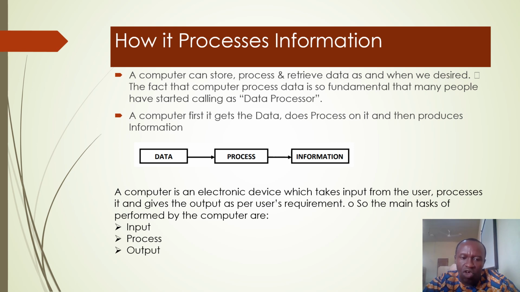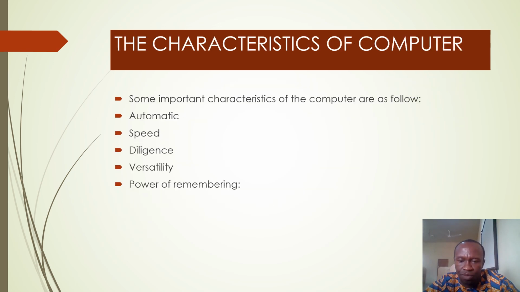So for us to get information from the system, we actually need data, and the data needs to pass through a series of processes before we will have our information, which is supposed to be our output. So a computer is an electronic device which takes input from the user, processes it, and then gives the output as per the user's requirement, based on your instruction, what you want the system to do for you. The main task of the system is to take the input, process it, and then give the output as the information.